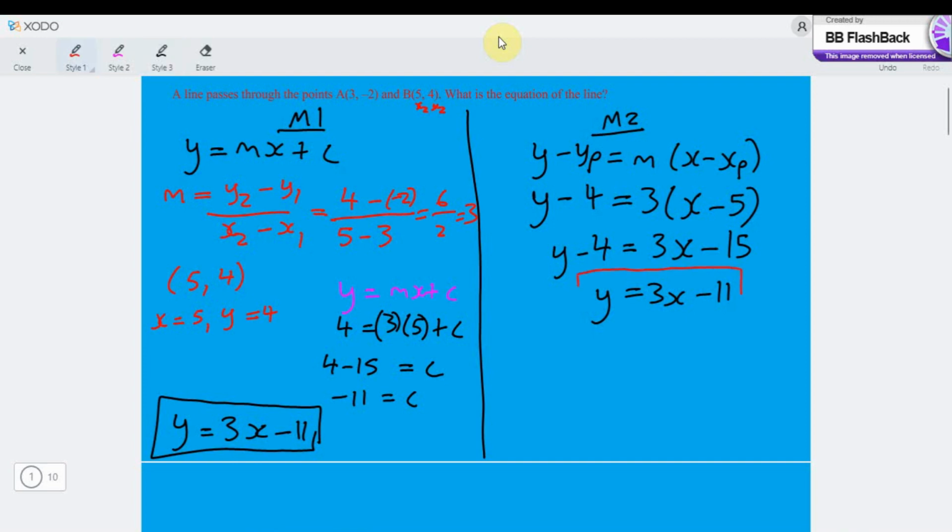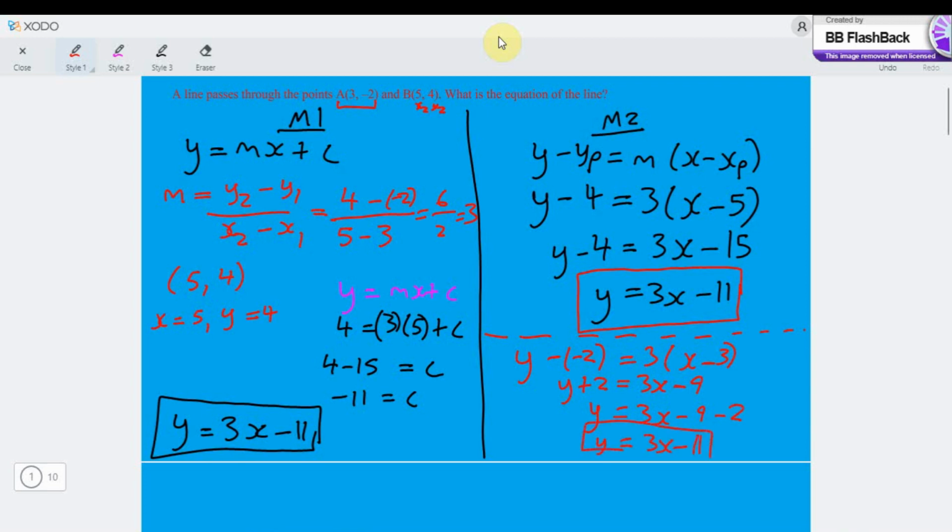Now the beauty is that you didn't even need to use this point, you could have used the other point as well. So even another alternative, you could have said y minus the y value down here, minus 2, equals gradient 3 in brackets, x minus the x value up here, which is 3. This works out to be y plus 2 equals 3x minus 9. Then subtract 2 from both sides. When you subtract 2, it would be minus 9 minus 2. So y is 3x minus 11 still.